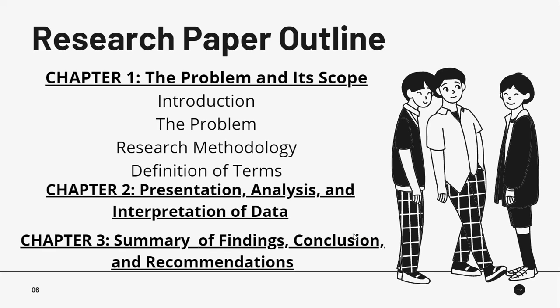Again, earlier, di ba, ingon ta, systematic ang research na siya procedure, step-by-step process. Unsa man siya. Okay. So, here's a research paper outline. For this semester, for practical research 1, we will have 3 chapters. Alright, so chapter 1, ang title is The Problem and Its Scope. Under chapter 1, we have 4 sub-chapters. Okay, so, we have introduction, the problem, research methodology, and definition of terms. Okay? Chapter 2, presentation, analysis, and interpretation of data or data. Depende na dyan na. Both are correct. No? Data or data. Chapter 3, summary of findings, conclusions, and recommendations.